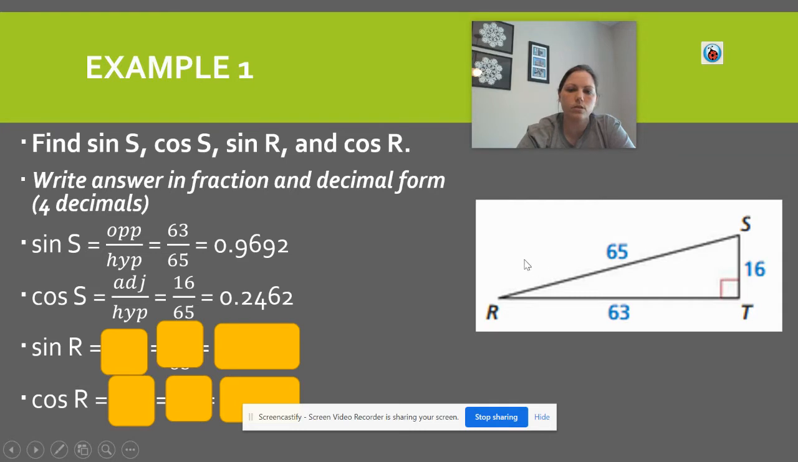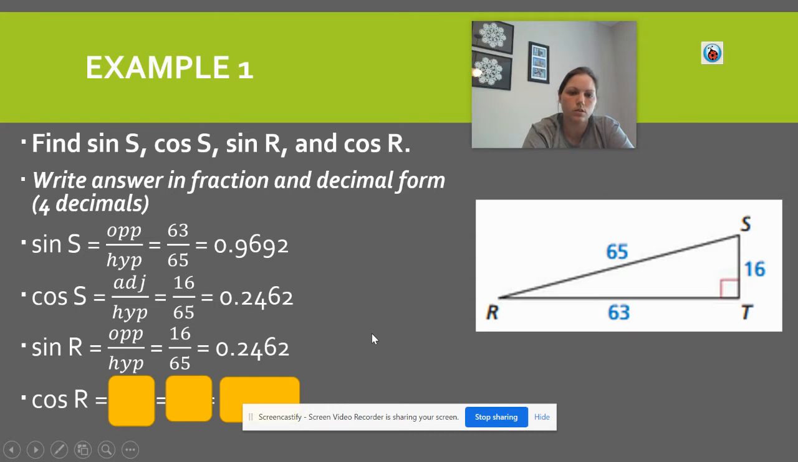Now sine of R. Sine of R, we have to change our point of view and go to angle R. Sine, remember, is the opposite over the hypotenuse. So from angle R, the opposite is 16, and our hypotenuse is still 65. No common factors. Notice it's the same thing as we did above. So we type that in again, and we still get the same answer, 0.2462.